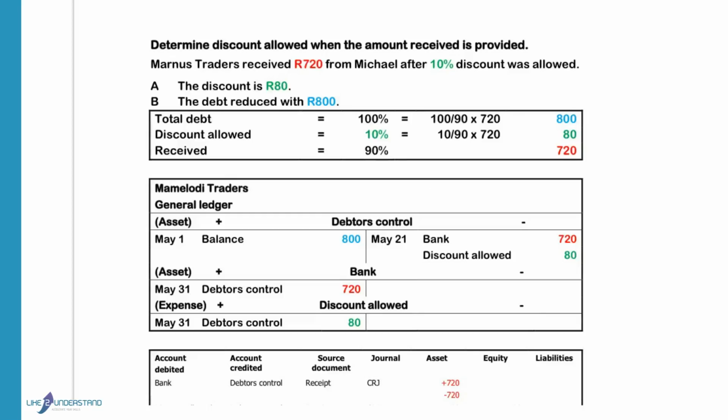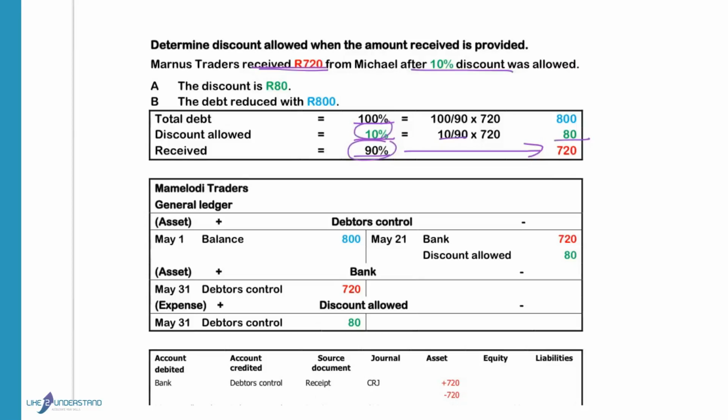Marnus Traders received 720 after 10% discount was allowed. The total debt is 100%. The discount is 10%. We receive only 90% of the total debt. They gave us the received amount, so this 90% that we received equals R720. The discount is 10, the one that we want, divided by 90, the one that we know, times 720, and that will give me R80.